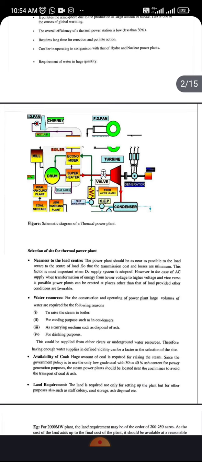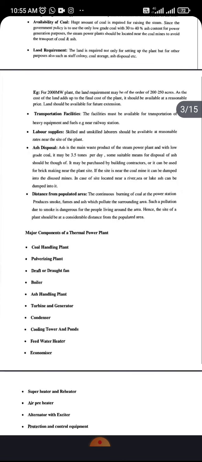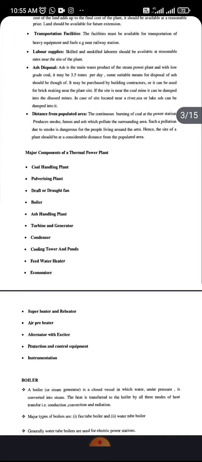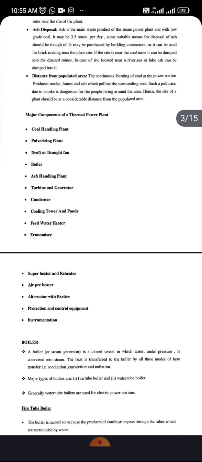So this is the schematic diagram of a thermal power plant. Again, we are discussing the major components of a thermal power plant. There are points like coal handling plant, draft, boiler, ash handling, turbine generator, condenser, cooling, feed water, air preheater, superheater, reactor, alternator, etc.